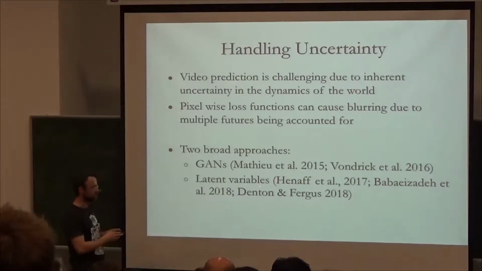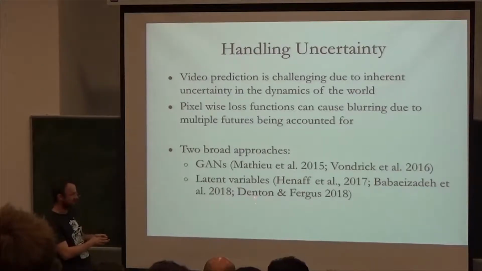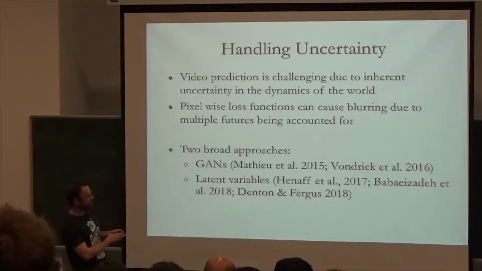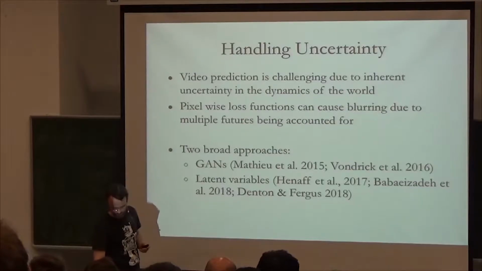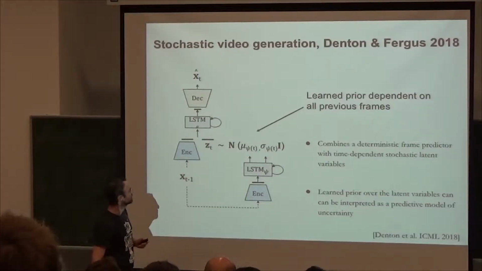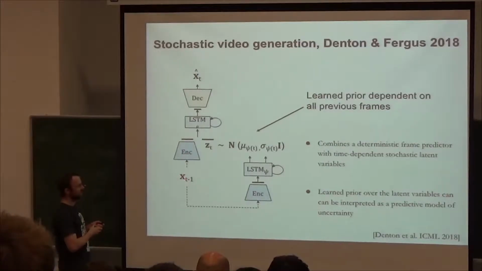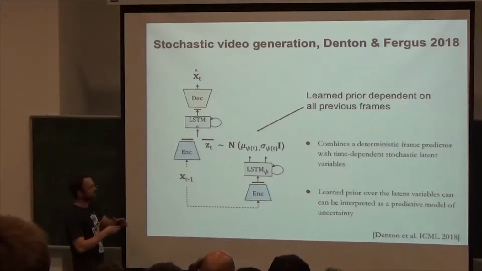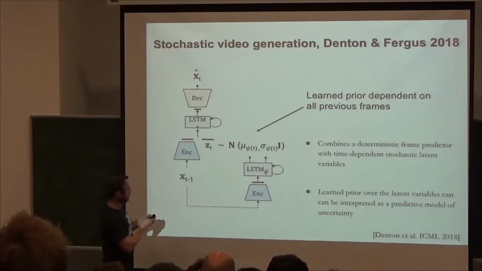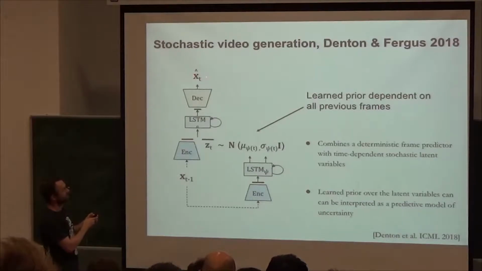What I'm going to do is talk through one particular piece of work that one of my students, Emily Denton, was involved with, that does video prediction using a latent variable approach. The basic idea is you can think of this as a variational auto-encoder. You have an encoder which ingests the previous frames, encoding each into some high-level feature space. Then you've got a little LSTM which records all these features from the previous frames, and then it decodes out to some prediction of the future frame.